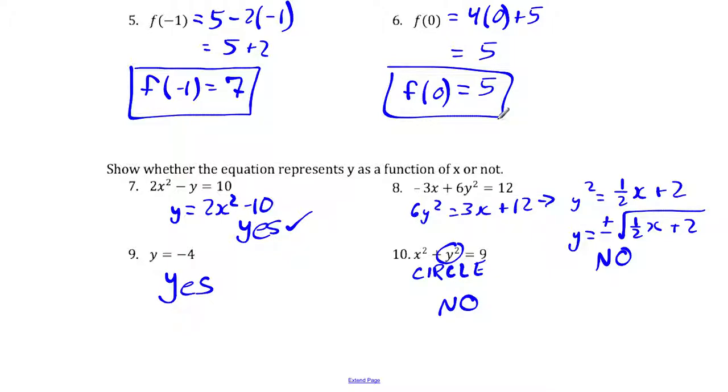So, pay attention to when you have a y squared. That's really the telling sign. If you have that y squared, it means when you isolate y, you're going to have a plus or minus, which is not a function.